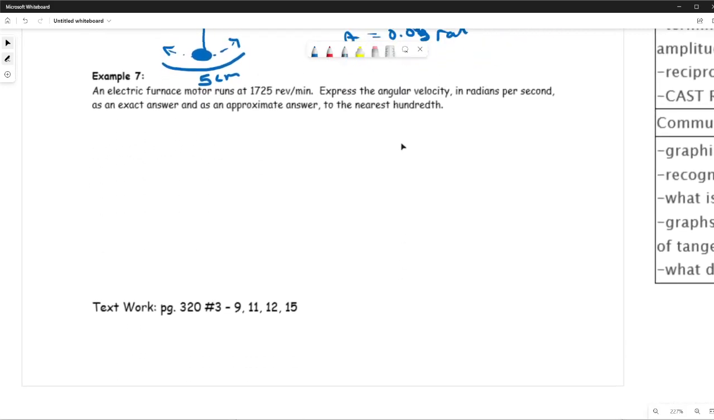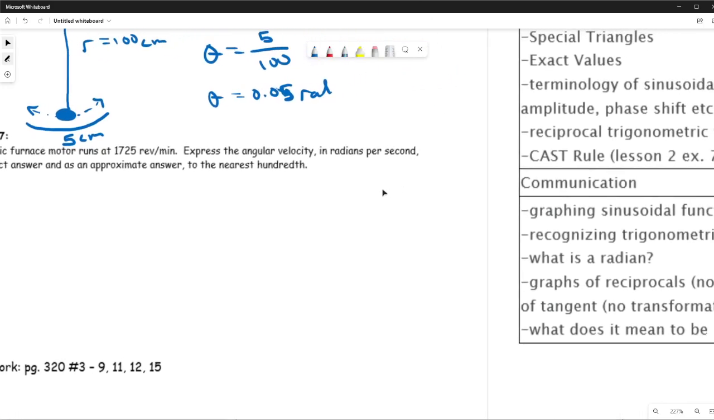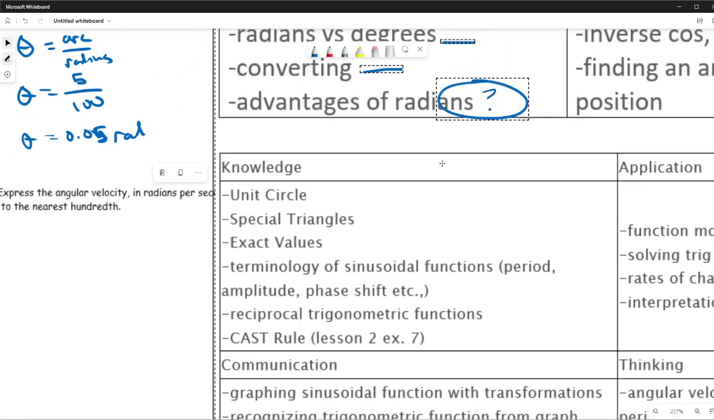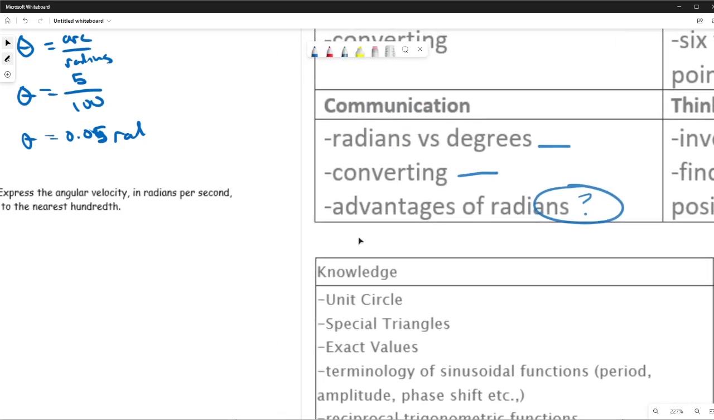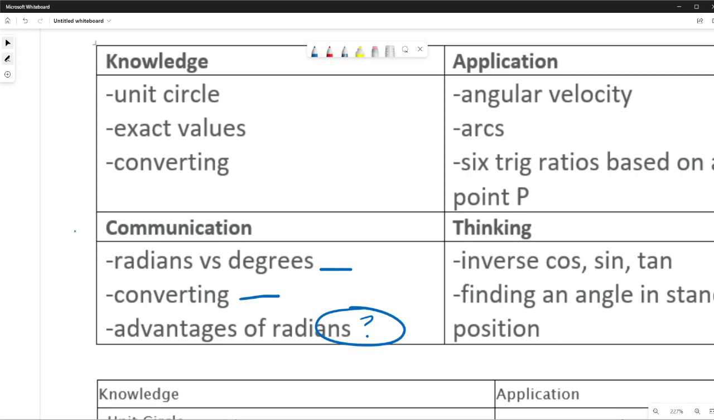Now, this last one is a bit of a different animal, okay? And these revolutions per minute, I'm just going to go back to this for a second. For the quiz, I have a note here about arcs. Those are pretty easy, right? This is theta equals arc over radius. There's not much to that, as you just saw in the questions we just did. But this one with the angular velocity is a bit more challenging.